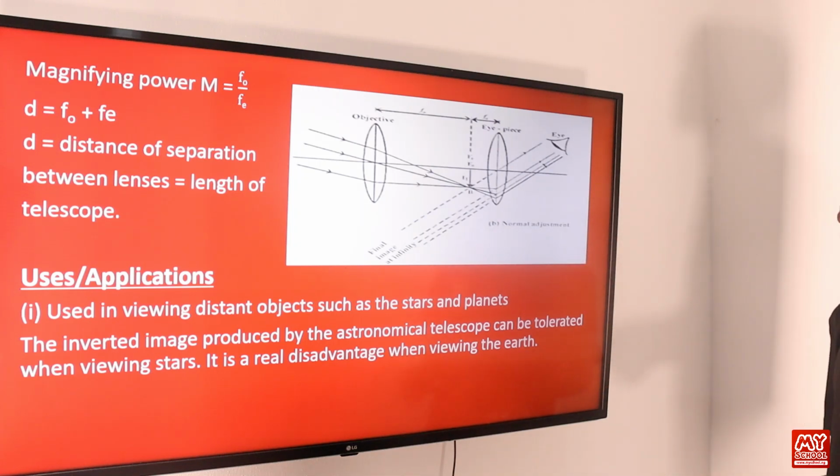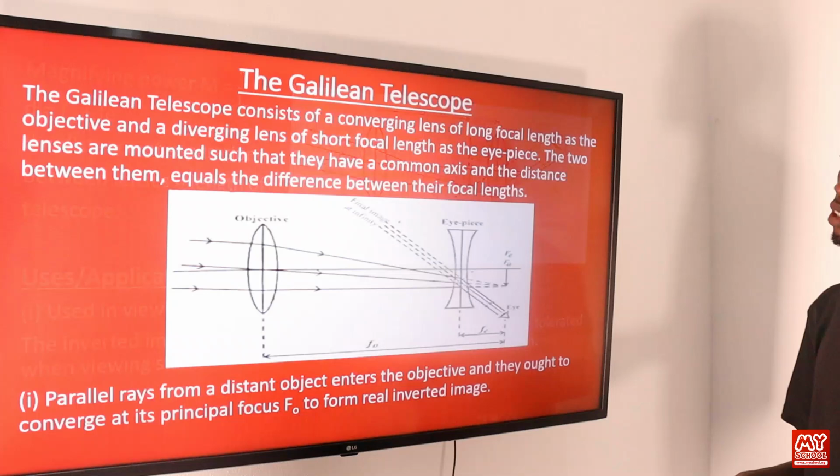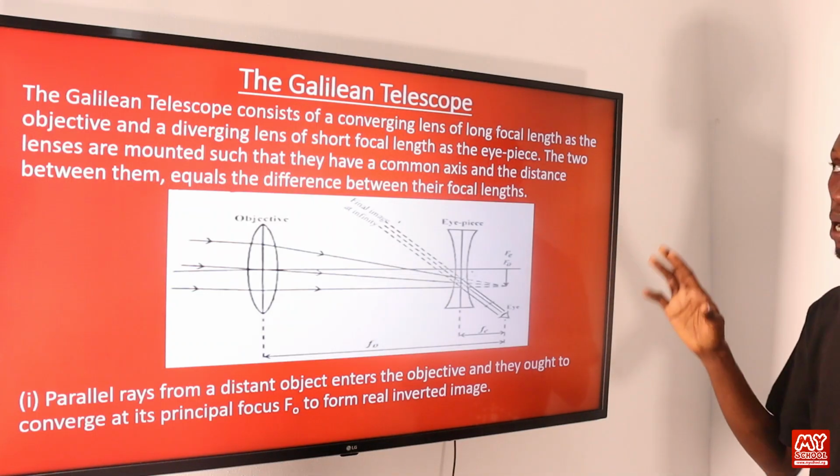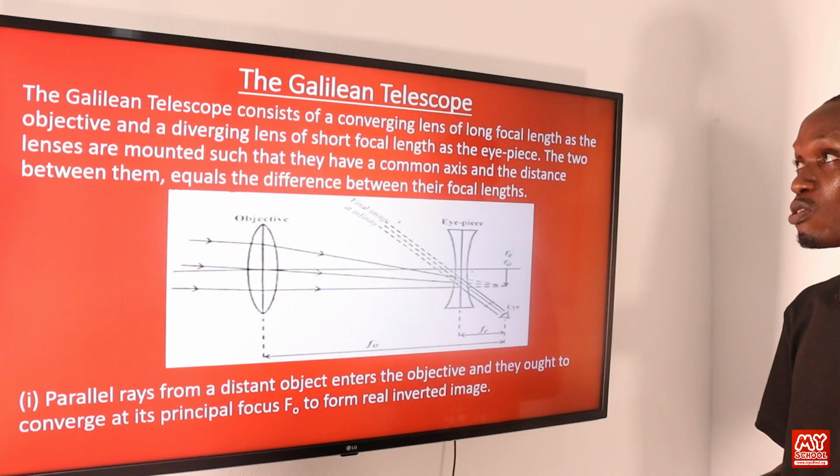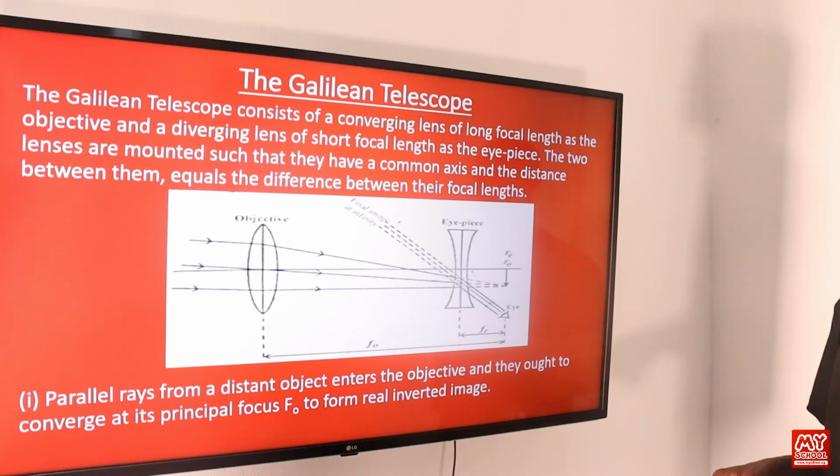So let's move to the next slide. On the next slide, we are going to talk about another form of telescope, which is called the Galilean telescope.